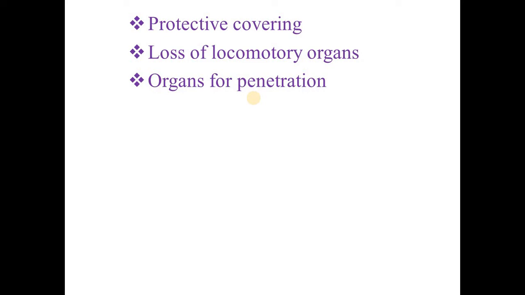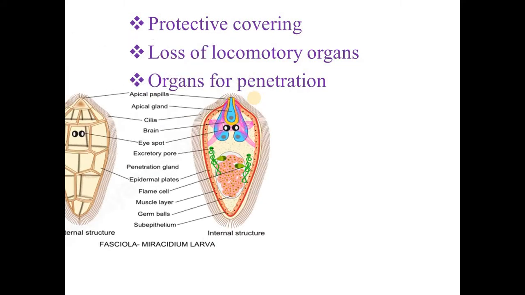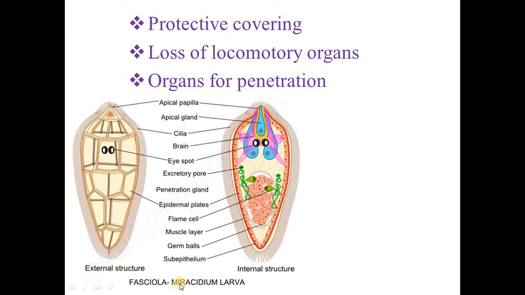Miracidium has a conical process at the anterior end called apical papilla, which will be more clear by the diagram. This is the Miracidium larva, this is the external structure, this is the internal structure. In Miracidium, it has a conical process at the anterior end called the apical papilla. This is the apical papilla. This is used to penetrate the soft body of the intermediate host, the snail.